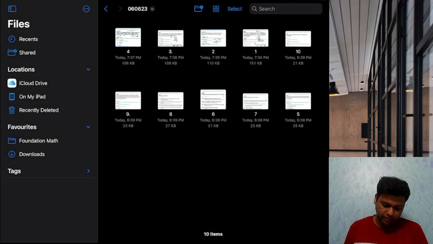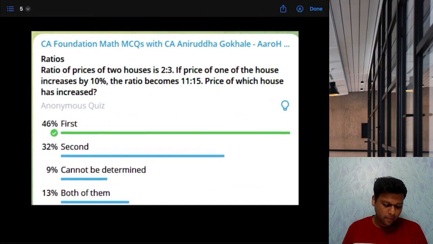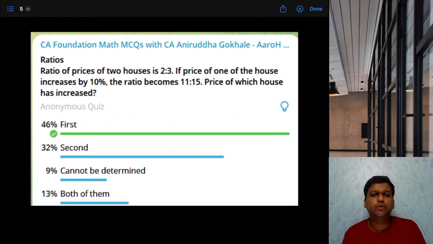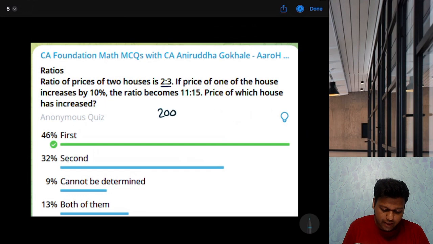Next, fifth. Ratio of prices of two houses is 2:3. If price of one of the houses increases by 10%, the ratio becomes 11:15. Price of which house has increased? Okay, we can just try both, right? Let's say 2:3, let's assume as 200 and 300. Let's say first house price has increased by 10%. So that will become 220 is to 300.